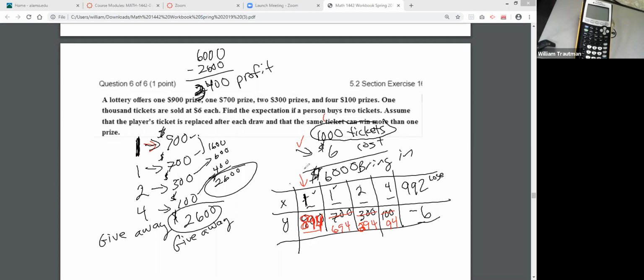So we're going to put this in our calculator, 1124992, and then in L2, this is L1, this is L2, 894, 694, 294, 94, and -6 in L2. So let's put all that into our calculator. You can't put the 900 down. You have to say, oh, he paid 6, so we're subtracting that because we're giving his $6 back.